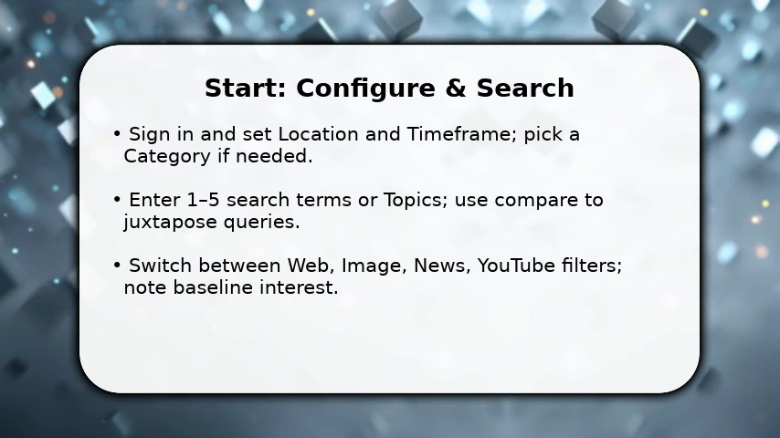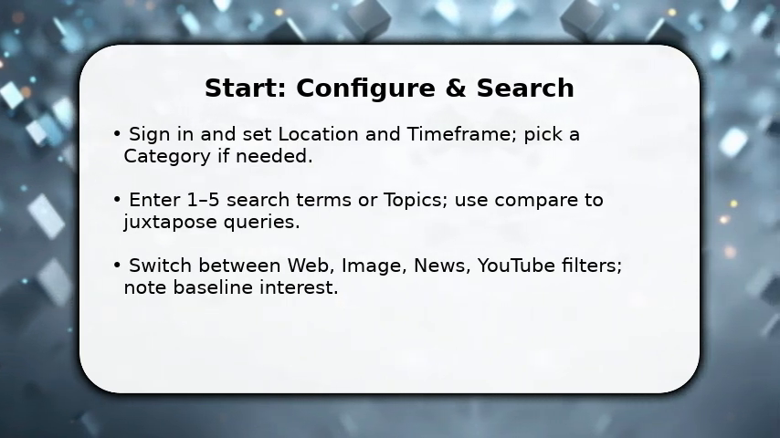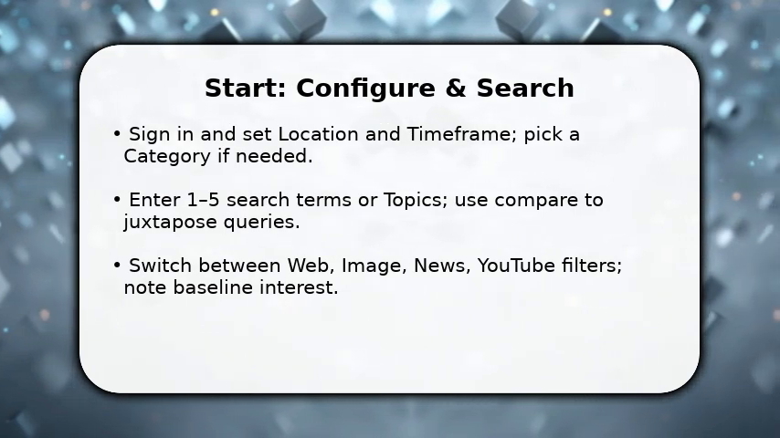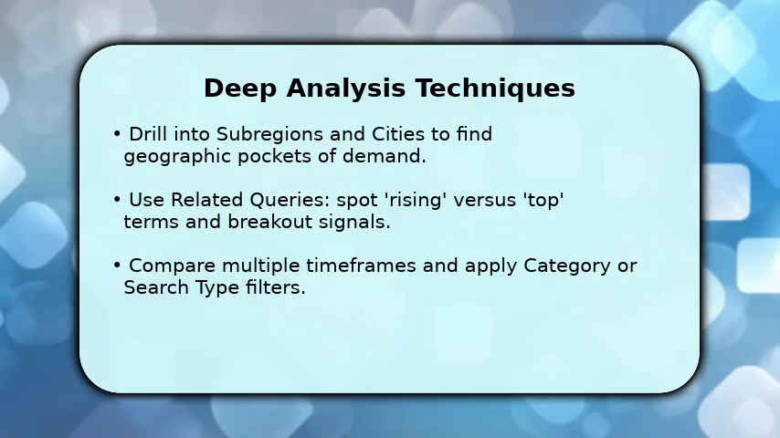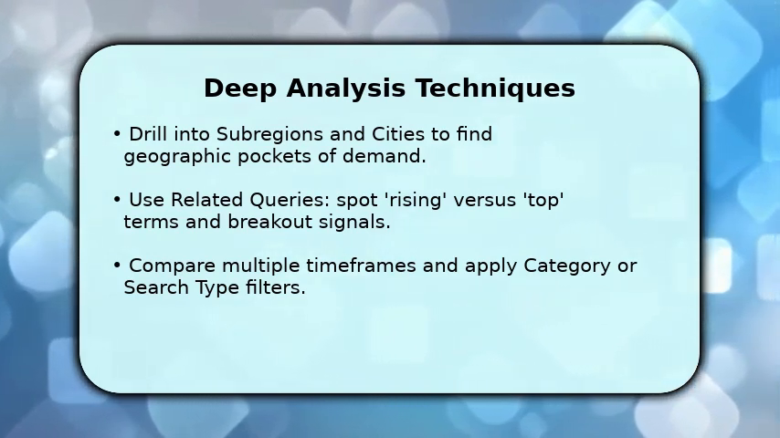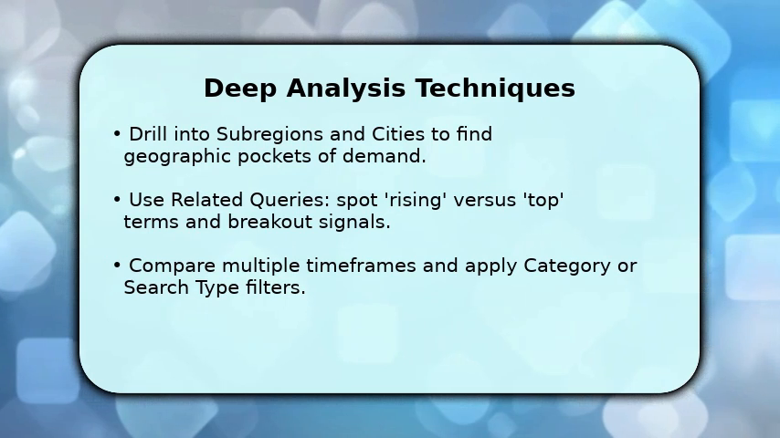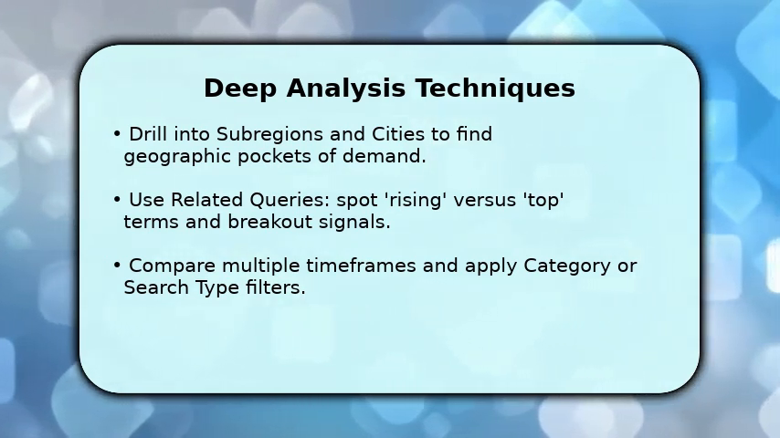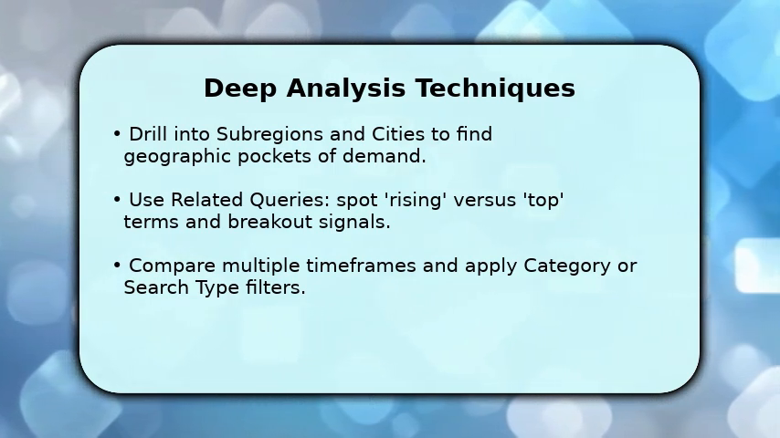Finally, select category only if terms are noisy. That narrows results and reduces irrelevant matches, which speeds your analysis. You now dig deeper. Expand subregions and cities to uncover local spikes and underserved markets. Once you spot a spike, toggle related queries to see top and rising phrases. Treat breakout as a signal to investigate further.